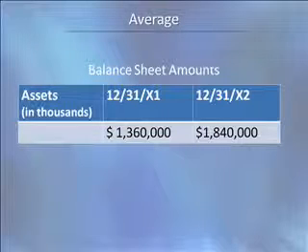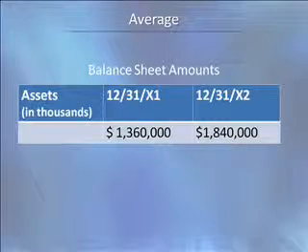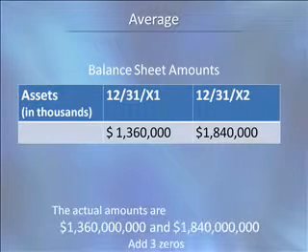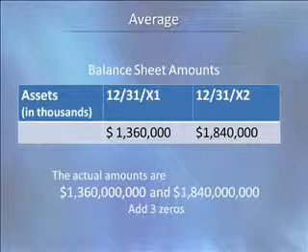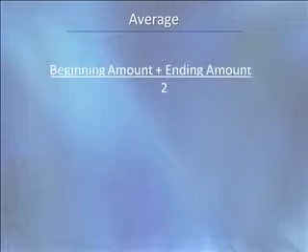Here is asset information for the beginning of the year 12/31/X1 and the end of the year 12/31/X2. Notice the amounts are shown in thousands. This means that the last 3 zeros have been omitted. This helps with the presentation of large dollar amounts. For the average, we are simply adding the beginning and ending amounts together and then dividing by 2.